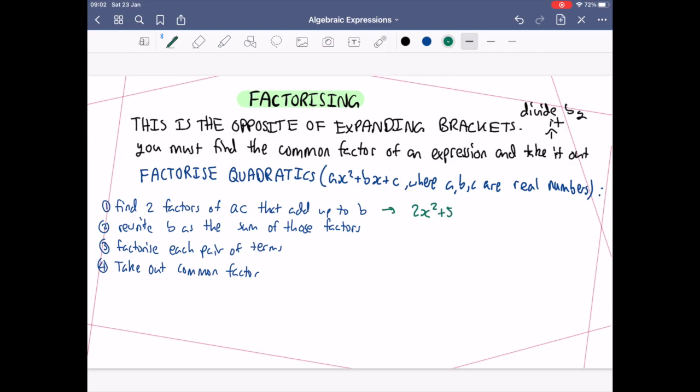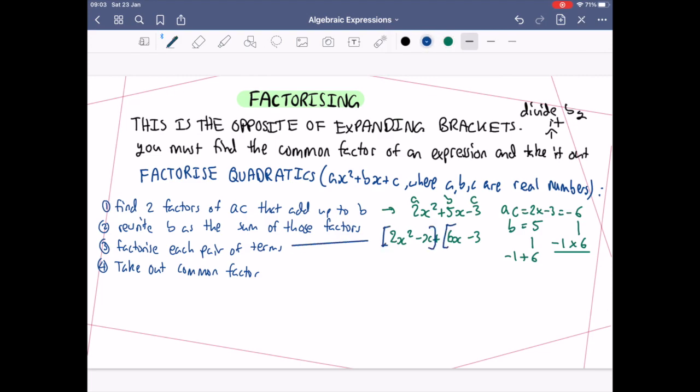We have 2x squared plus 5x minus 3. And AC will be 2 times minus 3, which is minus 6, and b is 5. So what gives minus 6 when we multiply them? Well, minus 1 times 6 gives minus 6. What adds to 5? Minus 1 plus 6 adds to 5. So now let's split 5 into minus 1 and 6. So we have 2x squared minus x plus 6x minus 3.